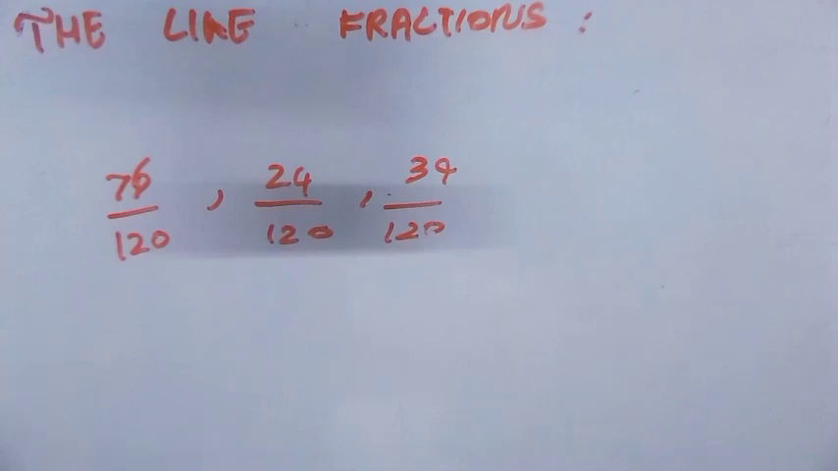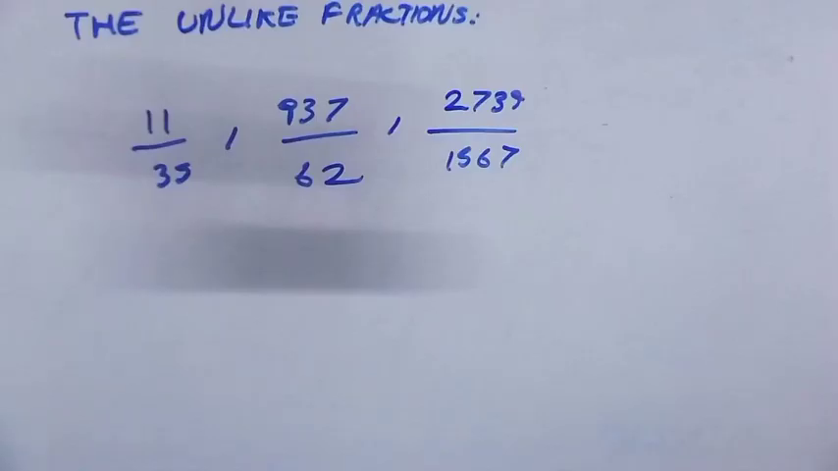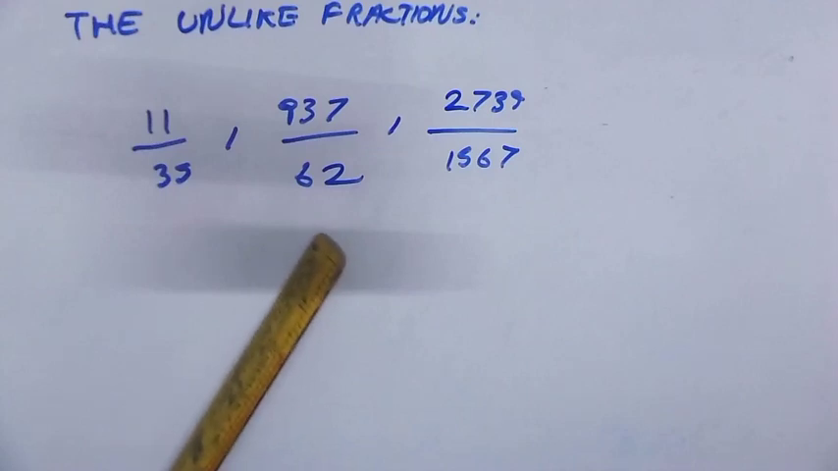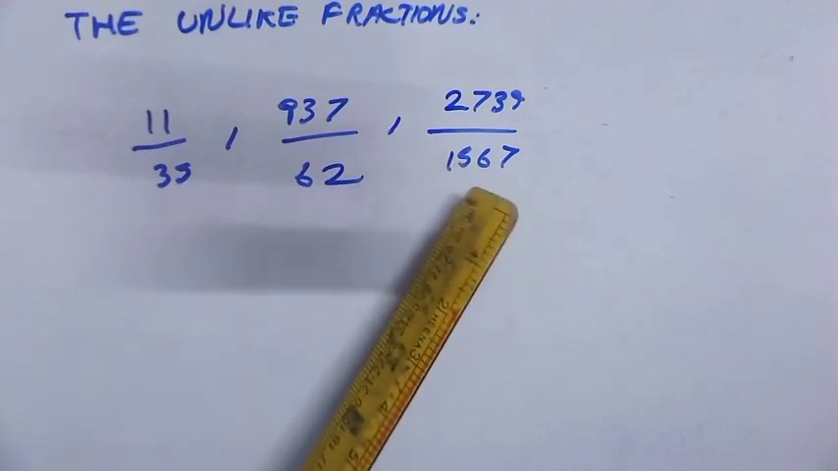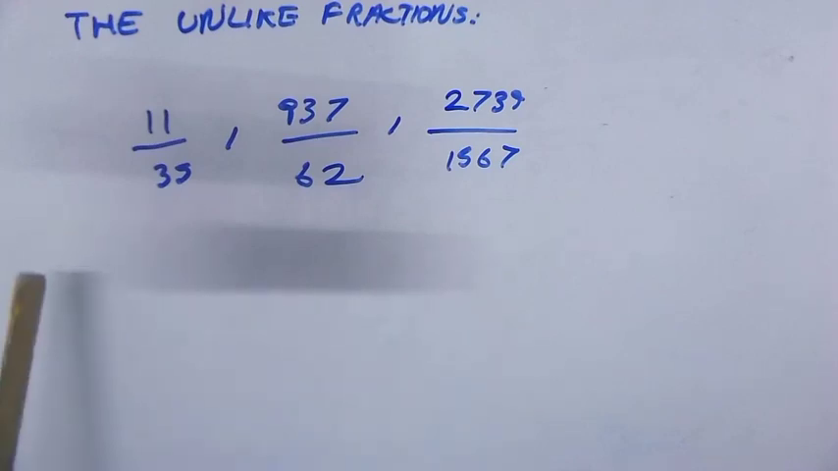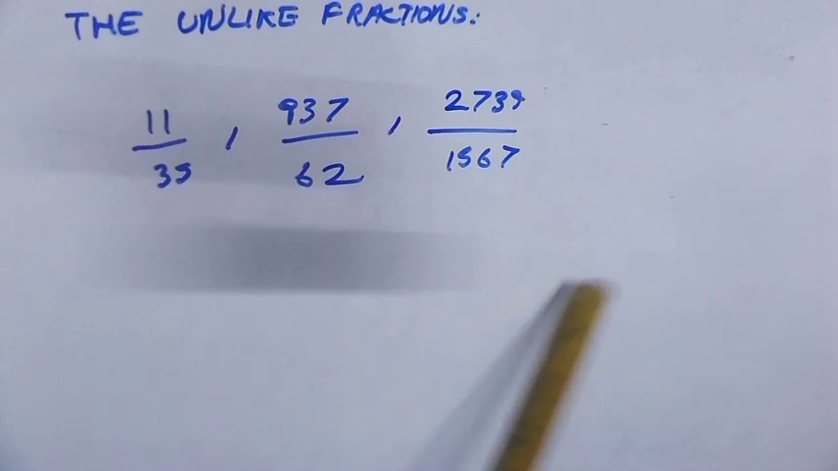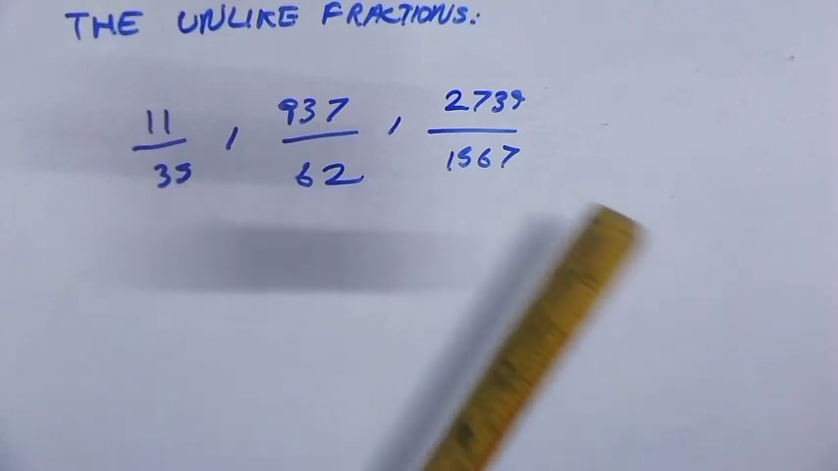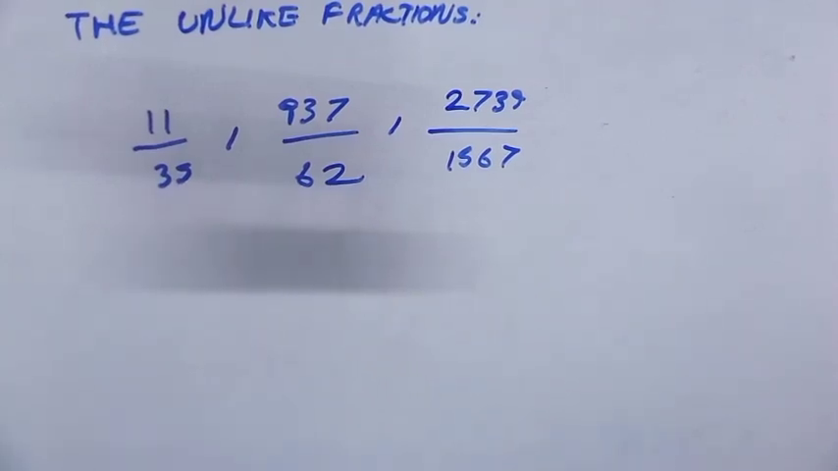Let's move on to unlike fractions. The fractions given here are 11 by 35, 937 by 62, 2739 by 1567. All the fractions here are called unlike fractions. Guess why? The denominators 35, 62 and 1567 are different. Only if all the denominators are the same, they are like fractions.